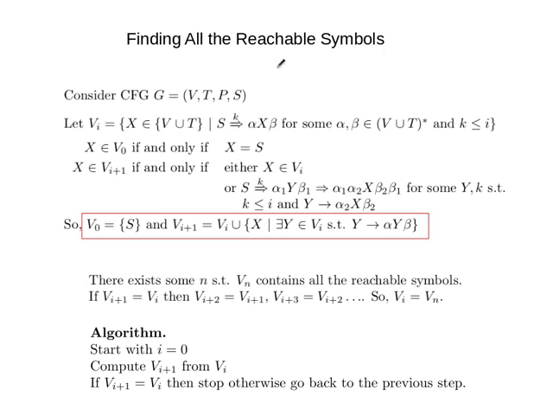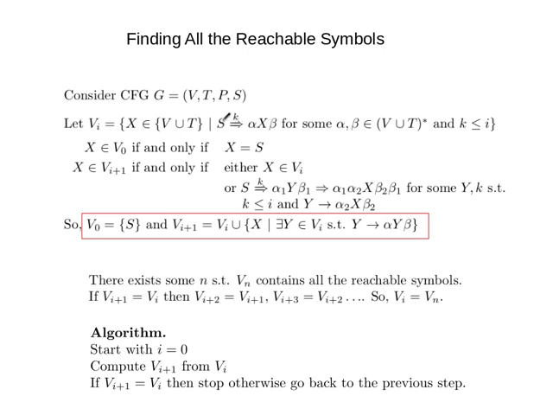And similarly, if you talk about finding the reachable symbols, again we can have this. Reachable means S derives alpha x beta, right?